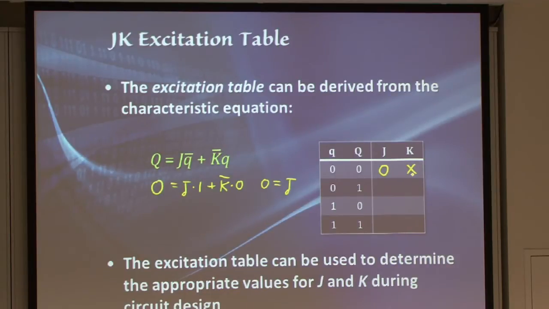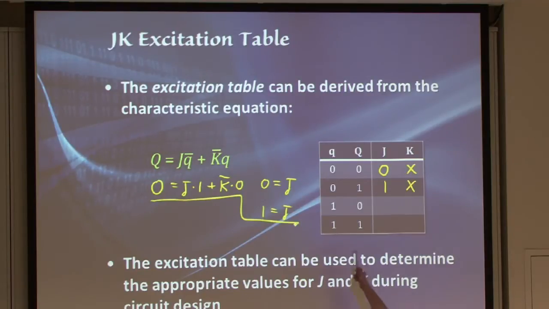Similar logic I can apply if I was in state 0 and I want to end up in 1. I will end up with J equals 1. You set the same values there. End up with J equals 1. And again, my K doesn't matter because it will get zeroed out.